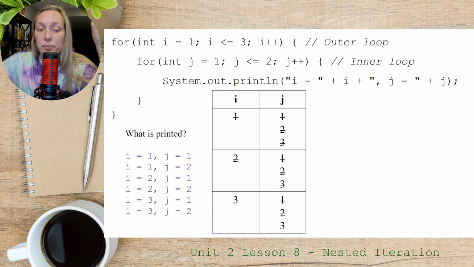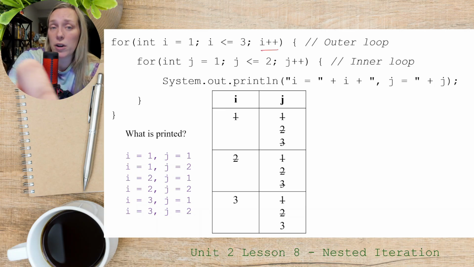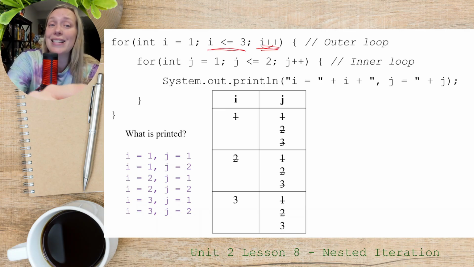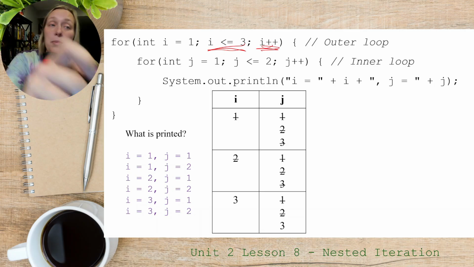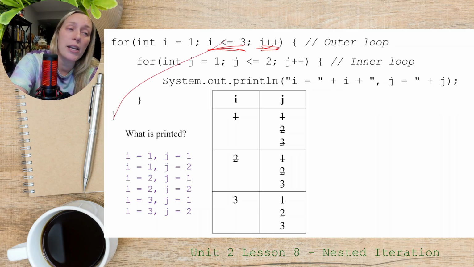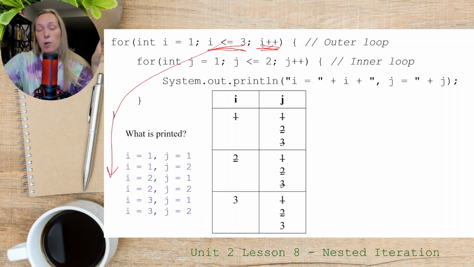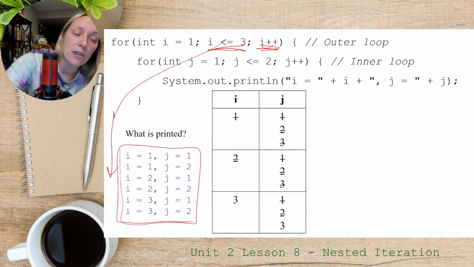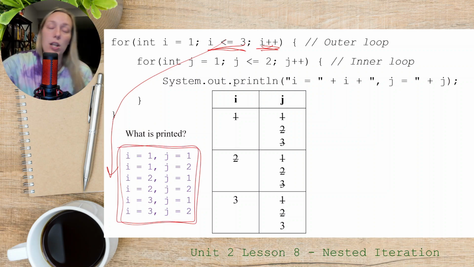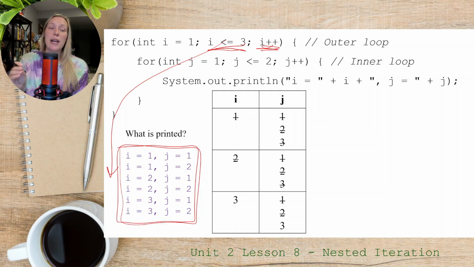In the outer loop, I increase i to 4, and then 4 is not less than or equal to 3. So the outer loop becomes false. Once the outer loop becomes false, I'm done and I continue on with my program. My nested iteration has been completed. So what is printed to the screen? With this nested iteration loop, this is printed to the screen. It shows how i and j change.